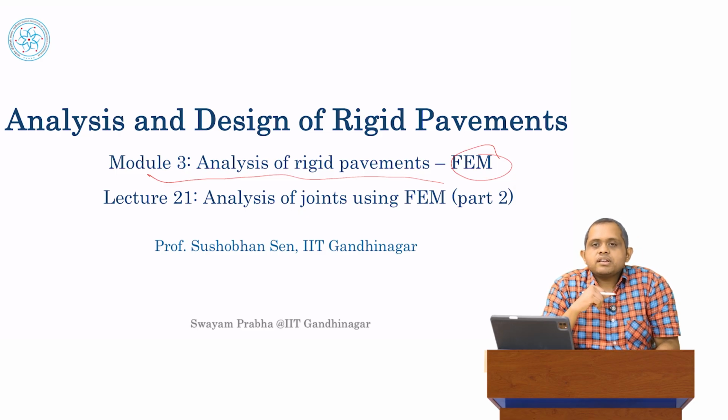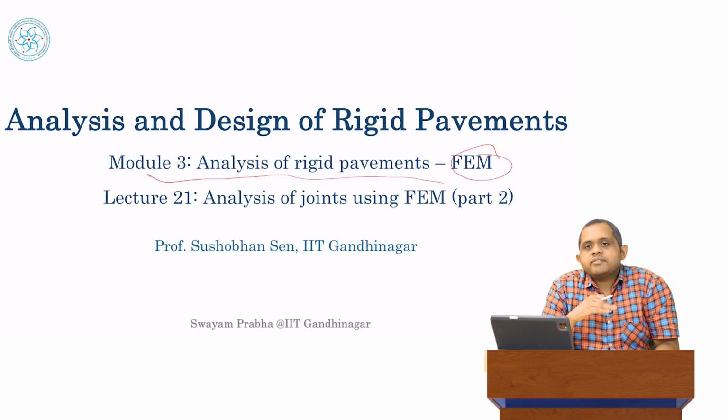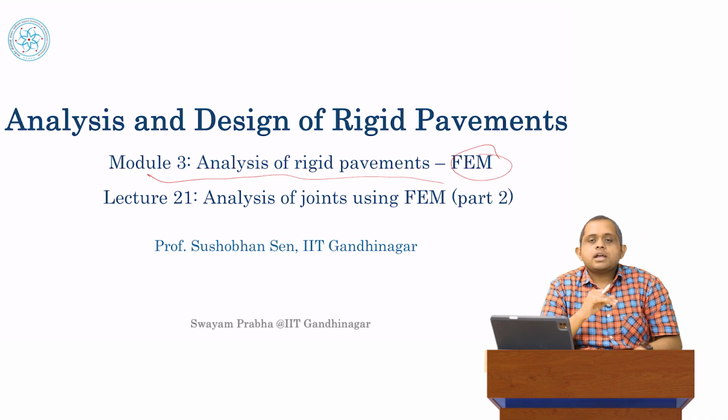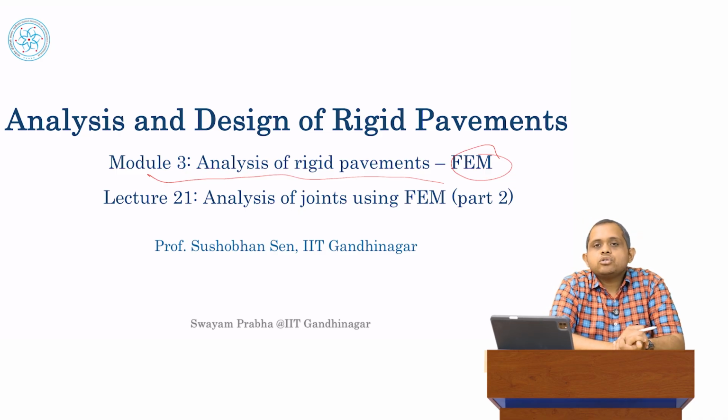So what we've seen is that in the Friberg method and Westergaard's theory, neither of them gives us an integrated approach to understanding how slabs and dowels are working together as one system. Now, in module 3, we've been trying to use the finite element method to analyze this instead.